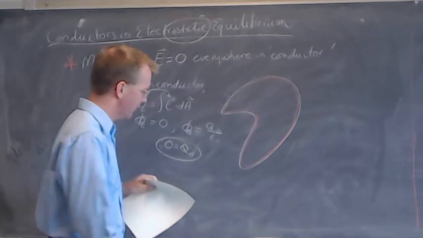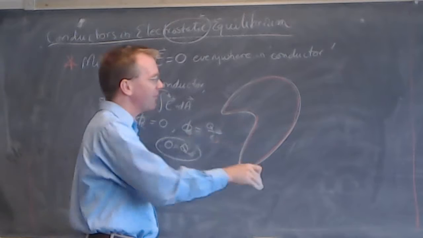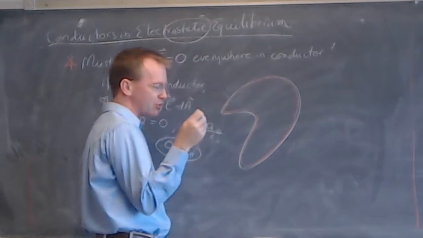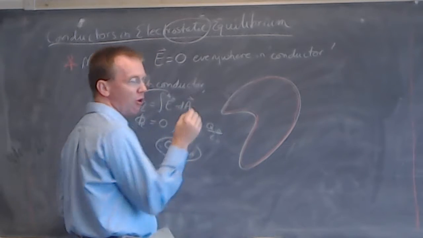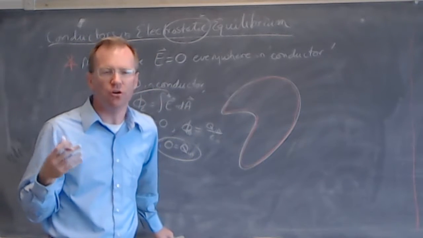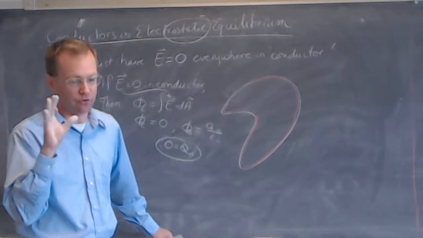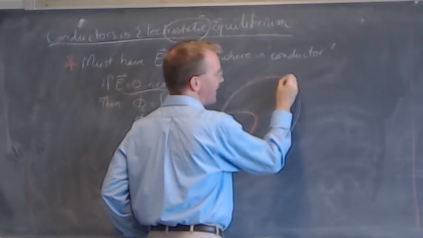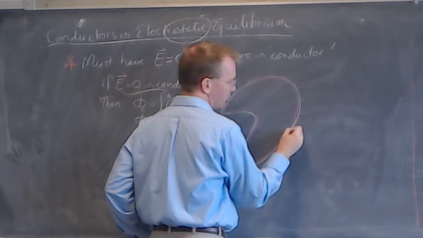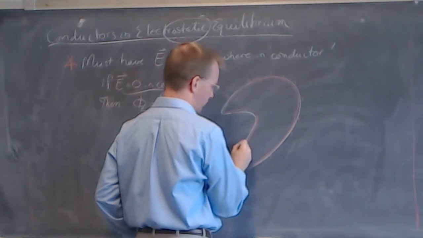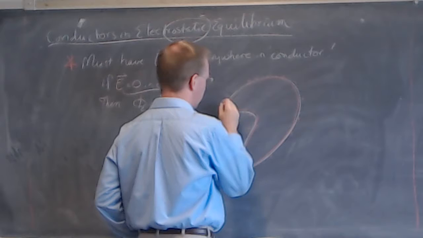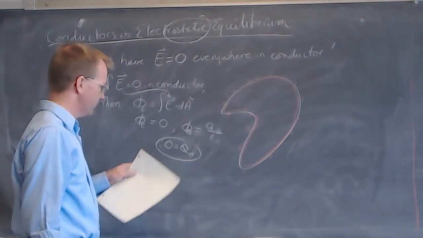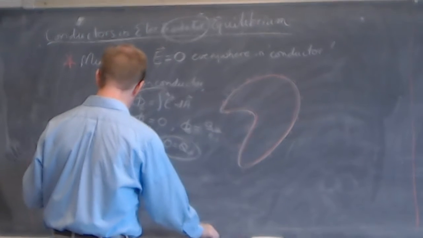By the way, I'm assuming that this is a solid conductor, no holes in it, no bubbles or anything. We'll get to that case in a moment. That means that all of the charge, any net charge that a conductor has, must be on the exterior surface. Sitting right on the outside edge. Okay.